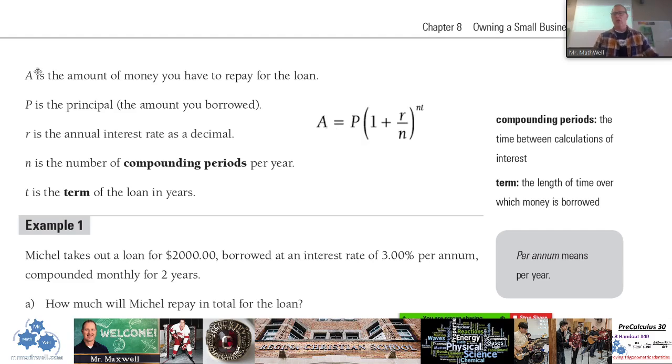So A, the total amount, principal and all the accumulated interest. R is the annual interest rate as a decimal. So same as the R in your simple interest, right? Now we've got this N here. N is the number of compounding periods per year. So the compounding periods, look over to the right here, it's the time between calculations of interest.